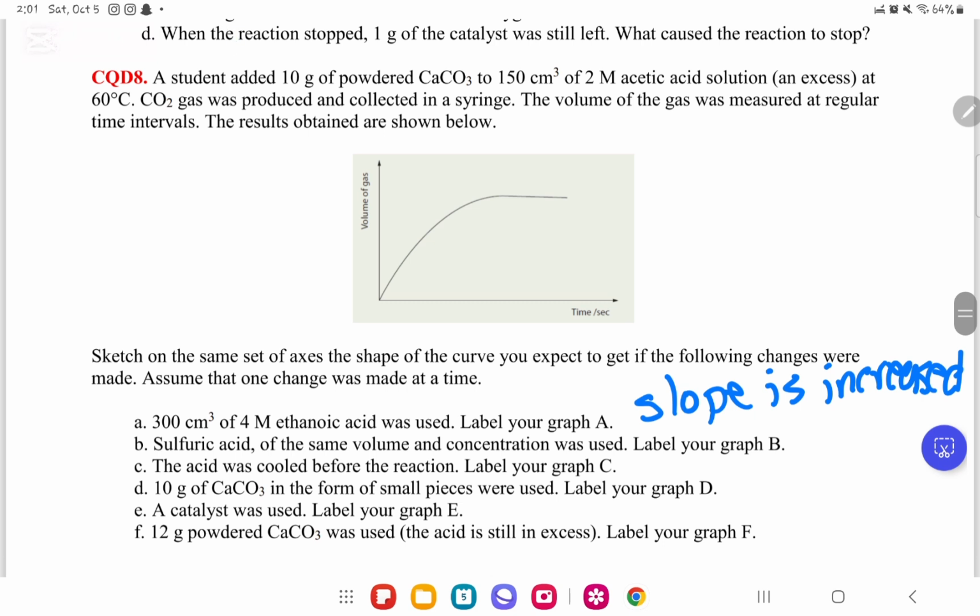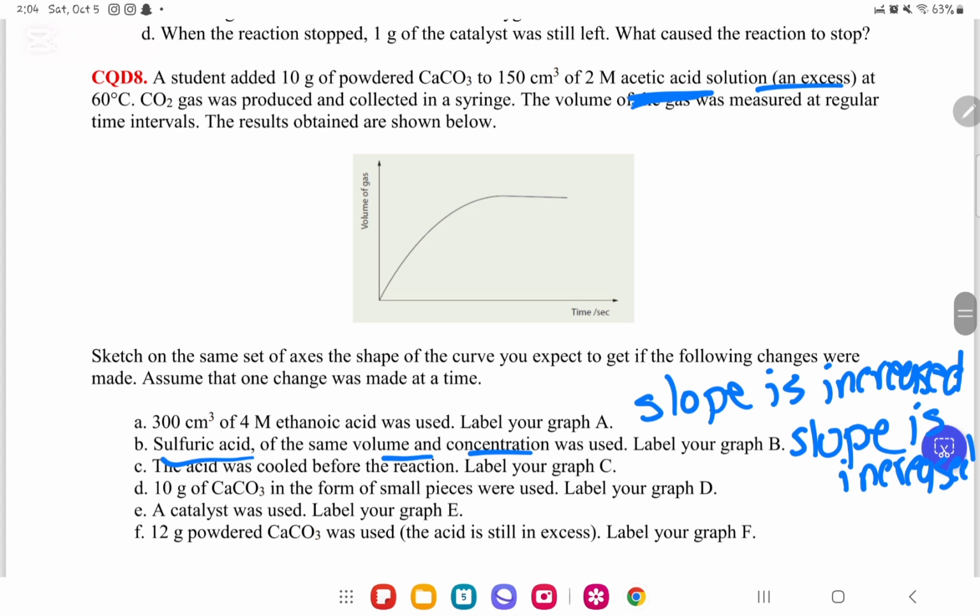For part B, sulfuric acid of the same volume and concentration was used. Label your graph B. Sulfuric acid is definitely, I suppose, stronger than acetic acid. So since it is stronger than acetic acid, and we use the same volume and concentration, and of course we're replacing the acetic acid, so it's going to stay in excess. The only thing it will affect is the slope. So the slope is increased.